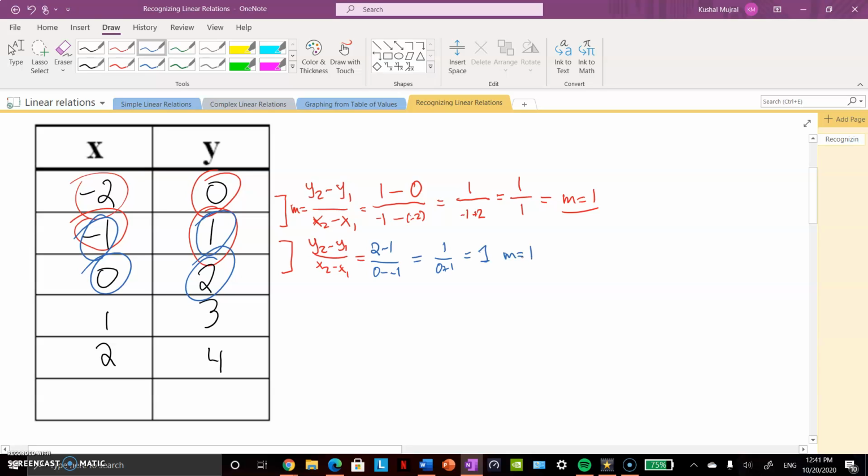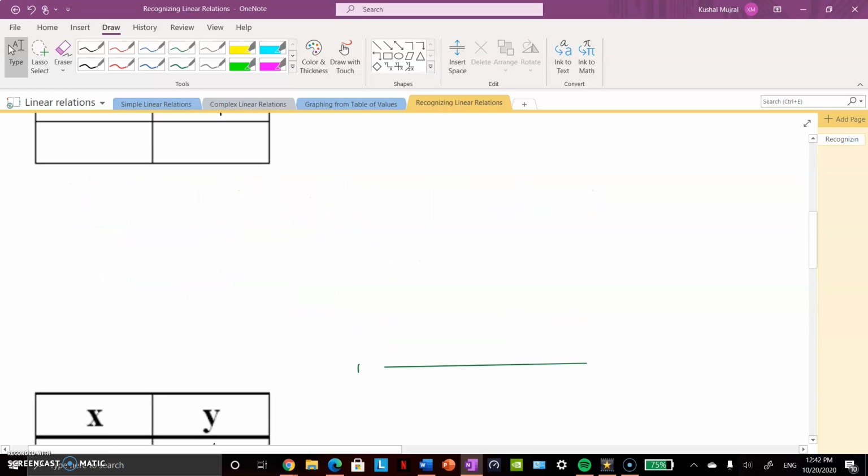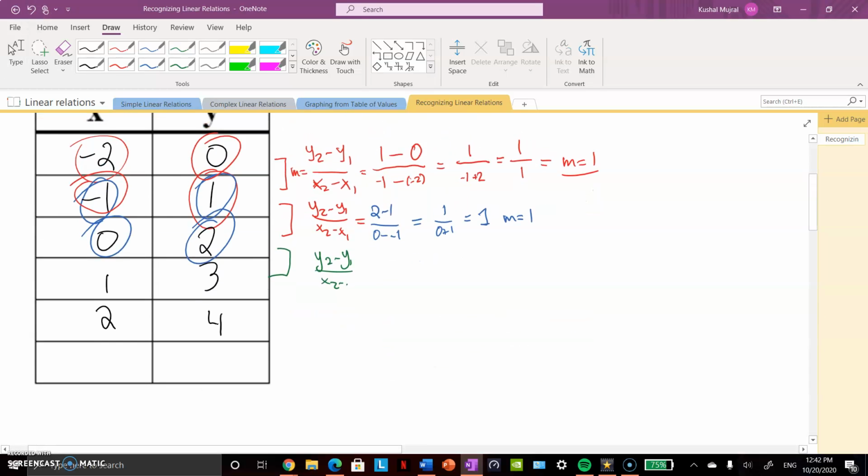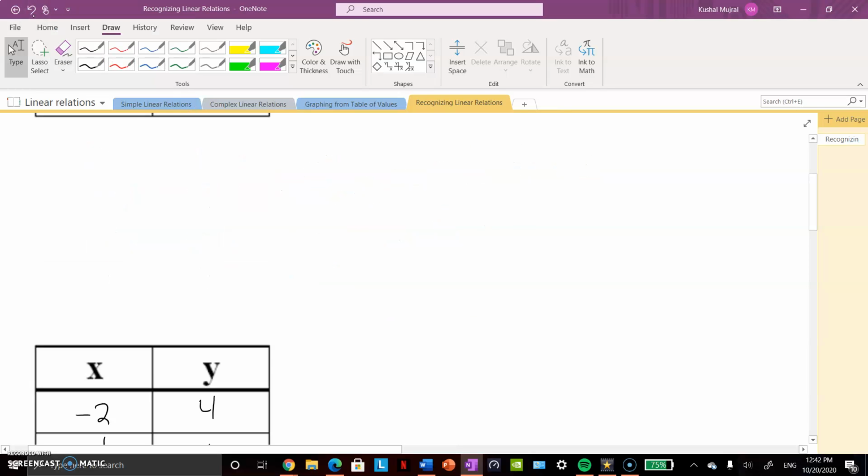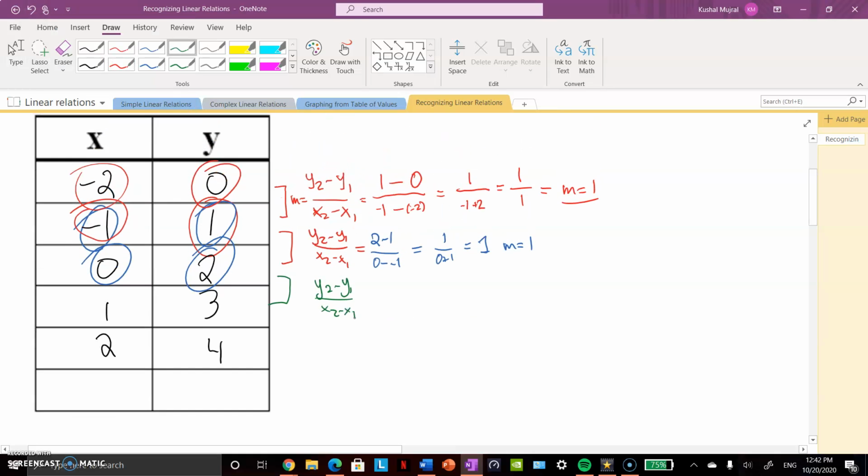Let's take a look at the interval between here. That's y2 minus y1 over x2 minus x1. This is the second y, this is the first y, this is the second x, this is the first x. So that's 3 minus 2 over 1 minus 0, which is 1 over 1. So m equals 1.